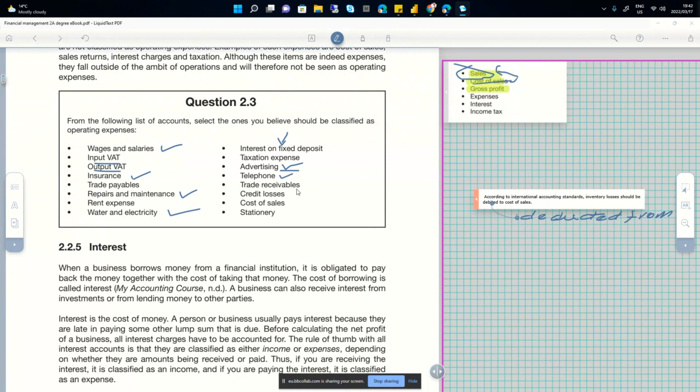Telephone is an expense. Trade receivable, what they owe us. Somebody owes us something and is repaying that. That's not an expense. Credit losses, cost of sales, and stationery. Stationery is an expense. And also when you look very well, credit losses is an expense as well.